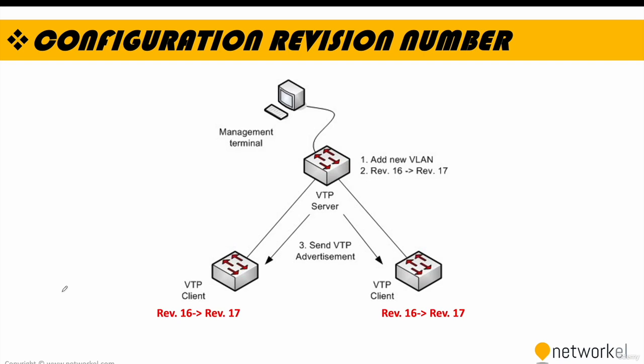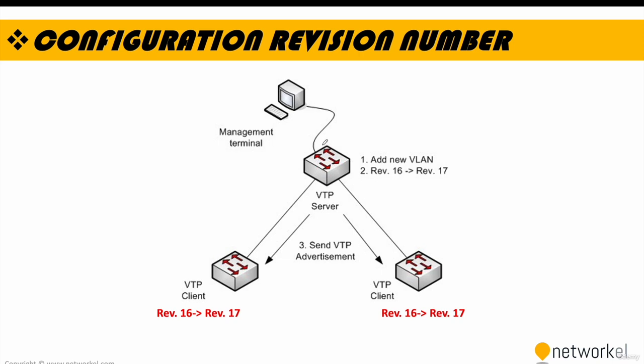When a VTP client or transparent switch receives a VTP advertisement, it compares the configuration revision number with its own. If the received number is higher, the switch updates its VLAN database to match the server's configuration. The initial configuration revision number is set to 0 when the switch is first configured as a VTP server.